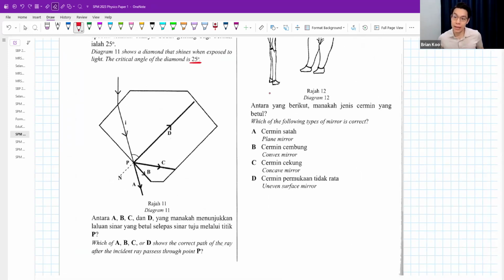If the incident angle here, by the way, incident angle, you have to measure 90 degrees from along this path. So this is your normal line. N is the normal line. They already labelled it for you. And your angle, you must always measure between the normal line and the light ray. So this is your incident angle. If the incident angle is bigger than the critical angle of 25 degrees, then total internal reflection will happen.